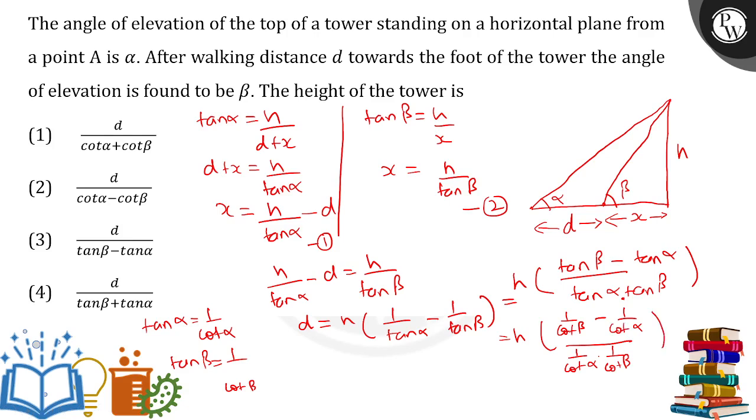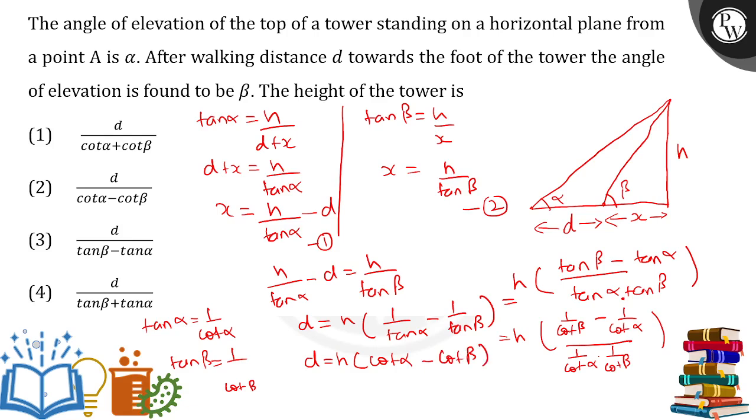Now you take the LCM over here. This is cot beta into cot alpha. So what happens when you take the LCM, cot alpha into cot beta? It becomes cot alpha minus cot beta upon cot alpha into cot beta, and 1 upon cot alpha into cot beta would be cancelled out. The final expression which I will be getting is d equals h into cot of alpha minus cot of beta.